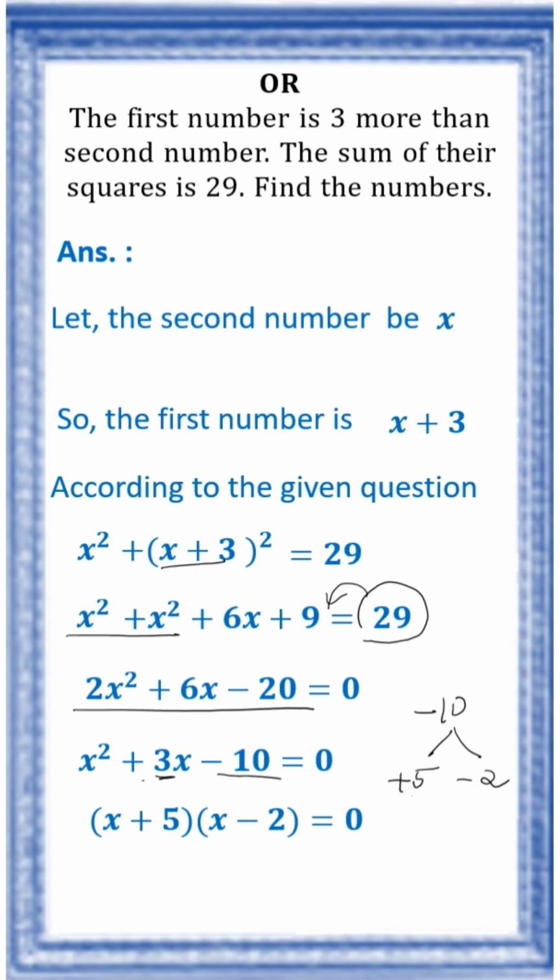Here directly you can write the numbers, no? x is equal to negative of 5, and x is equal to 2. If you transpose negative of 2 to that place, it becomes 2. So we know that x is equal to negative of 5 or x is equal to 2. So the second number is negative of 5 or 2.